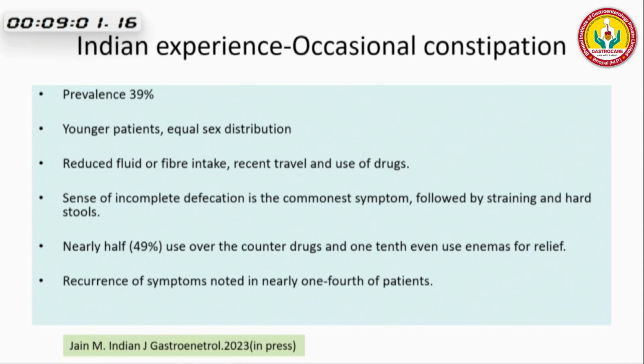Nearly 50% of these patients use over-the-counter medications for treatment, and 1/10 even use enemas. And the majority of the patients do not have recurrence of symptoms. However, 25% may report recurrence of symptoms.